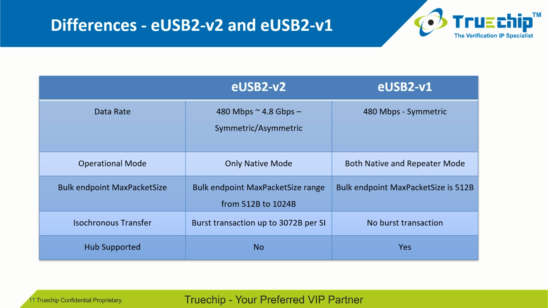eUSB2 v2 bulk endpoint max packet size ranges from 512 bytes to 1024 bytes. On the other hand, bulk endpoint max packet size is 512 bytes in eUSB2. Isochronous transfer supports burst transaction up to 3072 bytes per SI in eUSB2 v2, whereas eUSB2 doesn't support burst transaction. Hub is not supported by eUSB2 while in eUSB2 v2 hub is supported.